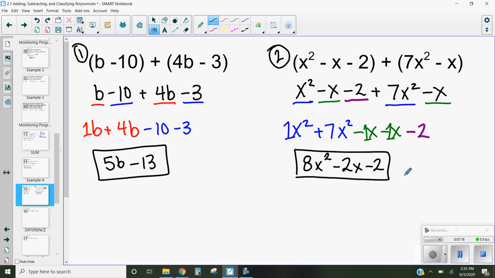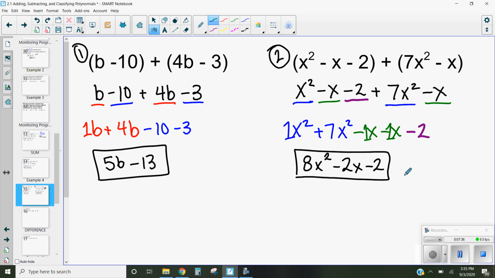You're going to get rid of those parentheses. We're going to identify which terms are alike, rewrite it in standard form, putting those like terms next to each other, and then we are going to combine those like terms by adding the coefficients. But remember, those variables stay the same.